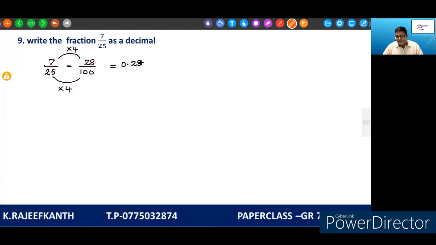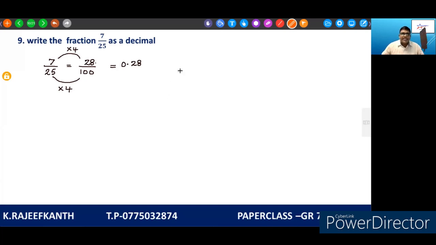So when you are converting a fraction into decimal, first you have to make the denominator a power of 10. Then you have to count the number of zeros in the denominator. There are two zeros in 100. Then you have to move that decimal point by 2 digits to the left side. Then you can get the answer.